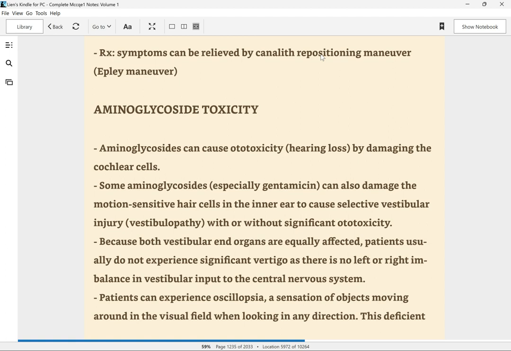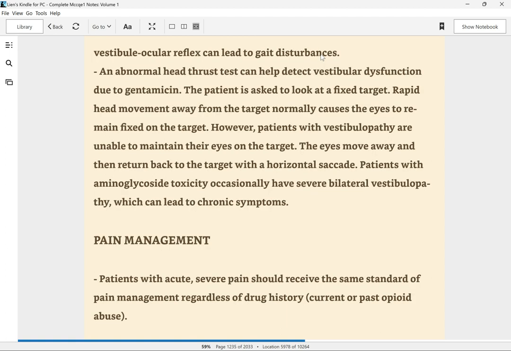Patients can experience oscillopsia, a sensation of objects moving around in the visual field when looking in any direction. This deficient vestibulo-ocular reflex can lead to gait disturbances. An abnormal head thrust test can help detect vestibular dysfunction due to gentamicin.